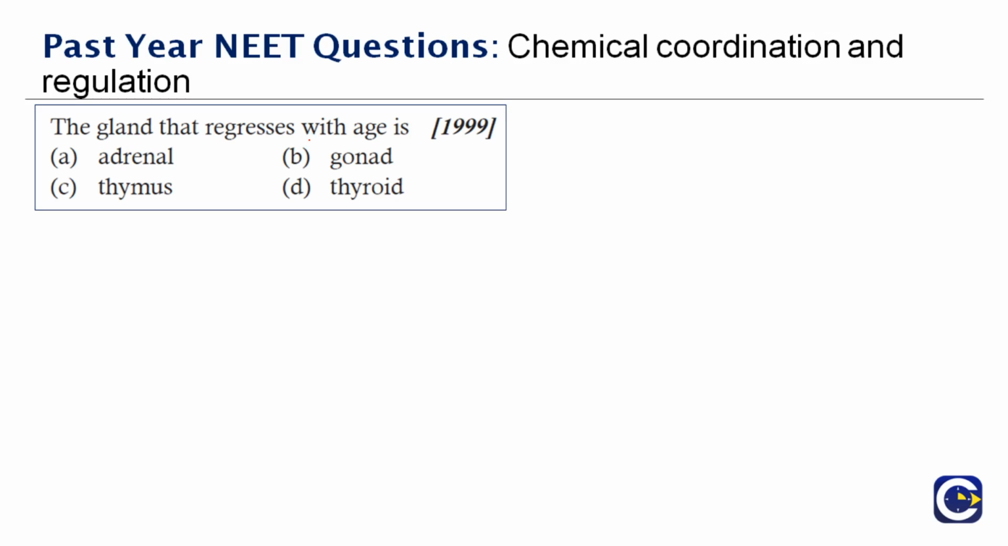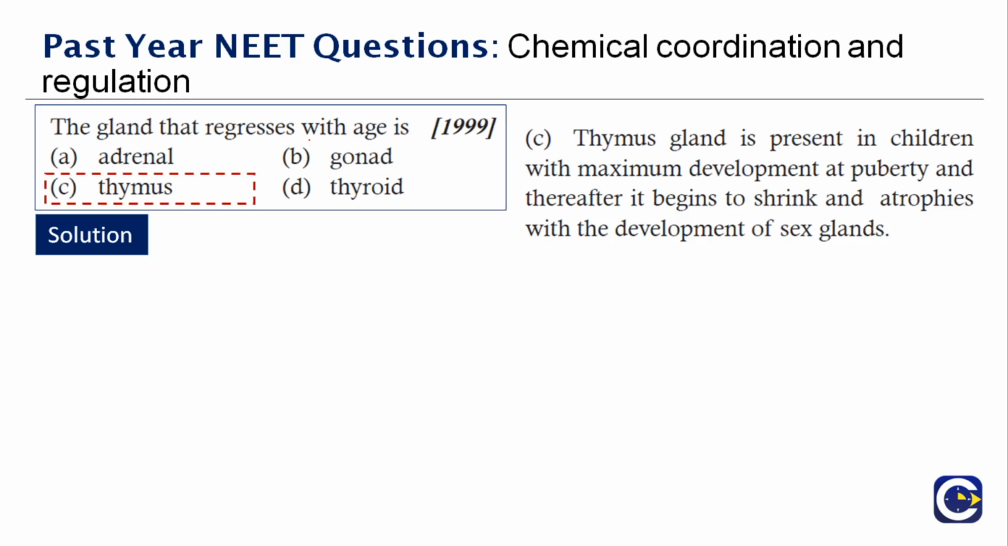The gland that regresses with age, it means decreases with age. Very easy question. We all know that the thymus gland is large at the time of birth, and as the person ages, it automatically decreases in size. The thymus gland is present in children with maximum development at puberty, and thereafter it begins to shrink and atrophies with the development of the other sex glands which come into place. Therefore, the right answer is option C.